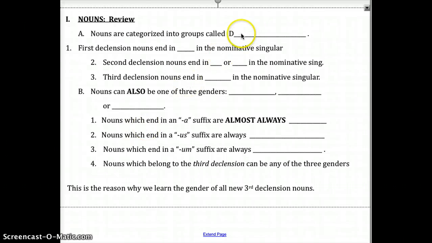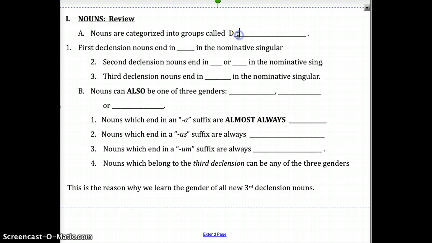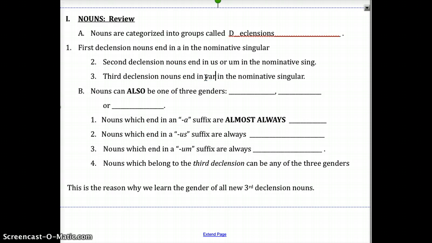Okay, so we're going to talk a little bit more in detail about Latin and the plural in Latin. We're going to start off with some review. First off, as you all know, nouns are categorized into groups called declensions. First declension nouns end in A in the nominative singular. Second declension nouns end in US or UM in the nominative singular. And third declension nouns end in various endings in the nominative singular.